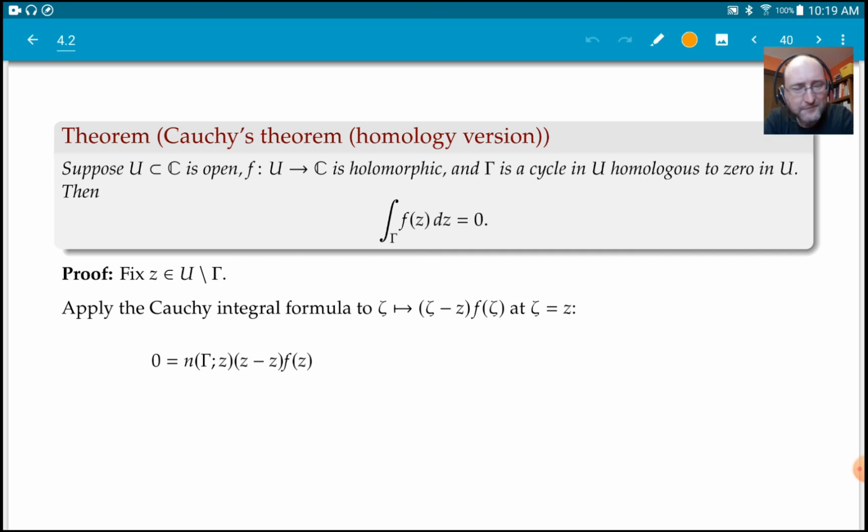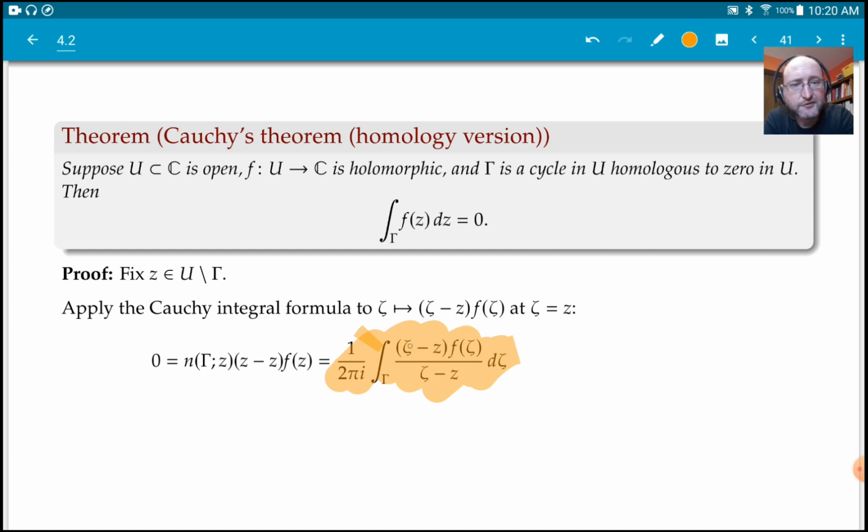All right. So what does that mean? Well, if I plug in zeta equals z into this thing, I just get 0. Right? So 0 is the winding number of gamma around z, whatever it is, times 0 times whatever f is at z. But now this guy over here, I can write using the Cauchy integral formula. That should always be equal to this thing, right?